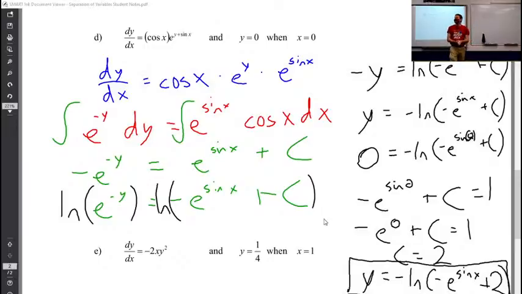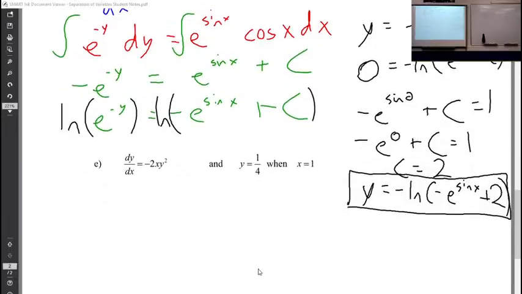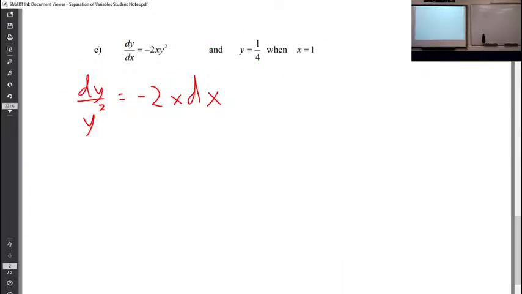Okay. I want you to take about 5 minutes and try this next problem. It is not as hard as this one. You can play around with this a little bit. In fact, I'm going to.